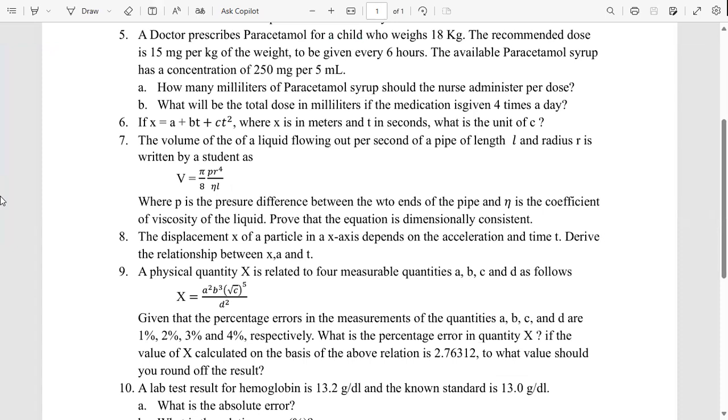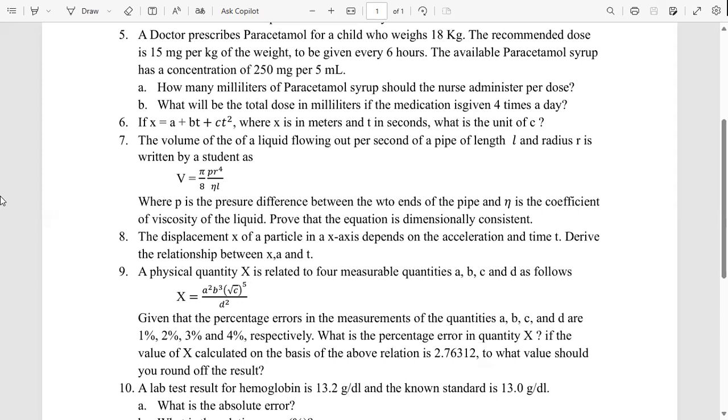Question 6 is saying if x is equal to a plus bt plus ct squared, where x is in meters and t is in seconds, what is the unit of c? So we're trying to find the units of c, and we can see that c there is just a constant.